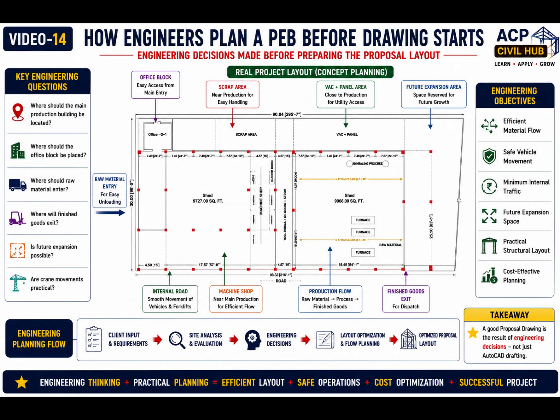After collecting the inputs, engineers begin planning the building layout. They decide the best location for production areas, office blocks, raw material storage, finished goods, internal roads, crane movement, and future expansion space. At this stage, engineers focus on efficient material flow, safe vehicle movement, practical structural arrangement, and cost-effective planning. Good engineering decisions made here significantly improve the overall project.